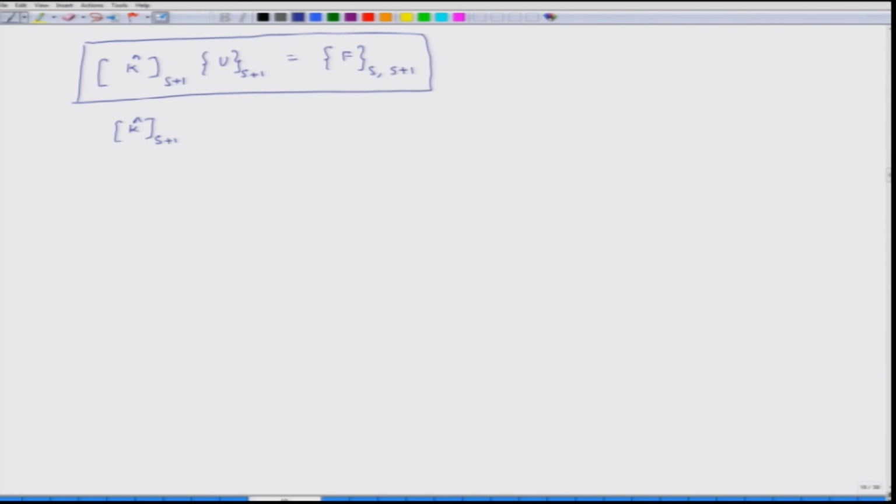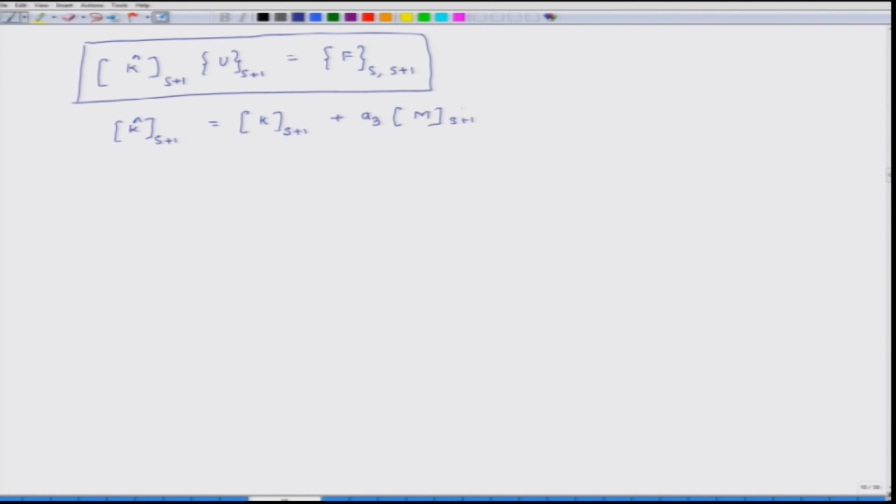So, k hat is equal to k evaluated at the s plus 1th time step plus a constant A3 times the mass matrix evaluated at the s plus 1 time step. And typically this mass matrix does not change with time.